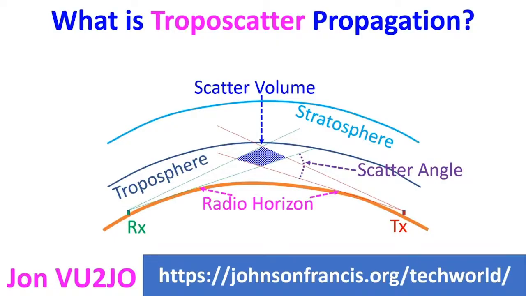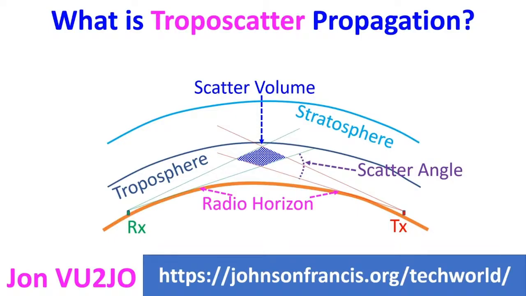The angle between the two radio horizon rays is known as the scatter angle. The volume of intersection of the two beams is known as the scatter volume. Scatter volume will be high for low gain antenna with a wider beam and lower for a high gain antenna with a narrower beam.